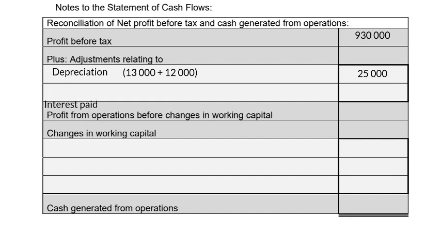And then our interest paid was 8,600 on the mortgage loan and 2,400 on our bank overdraft to give you 11,000. So if we add our depreciation and our interest paid together, our adjustment total will be 36,000. So profit from operations before changes in working capital will be 930,000 plus 36,000, which is 966,000 Rand.